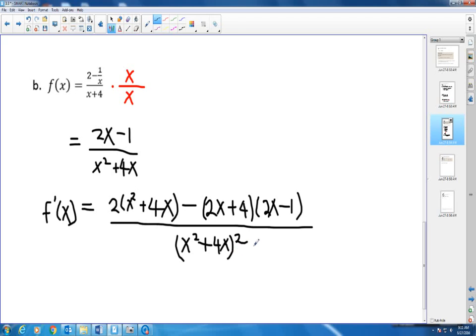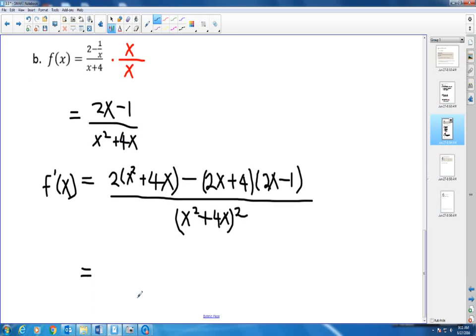Alright. Derivative of the top times the bottom minus derivative of the bottom times the top. So when I take a derivative of my bottom here, I use the power rule for the x squared, and the derivative of a 4x will just be 4. Now let me simplify this numerator here.